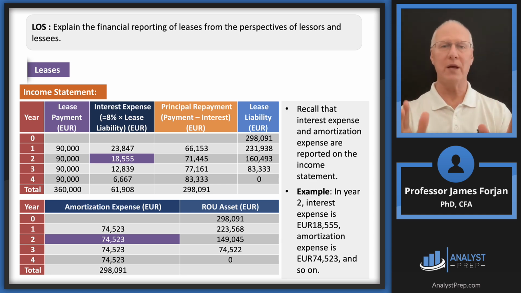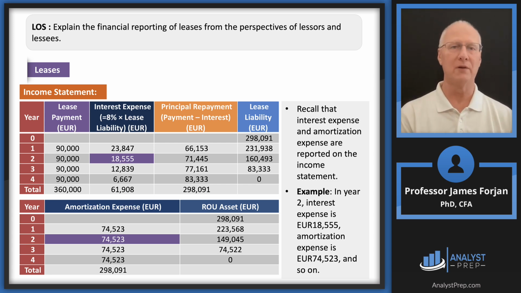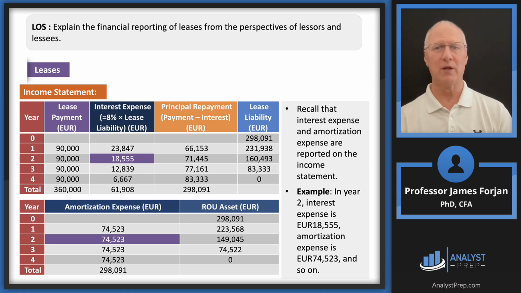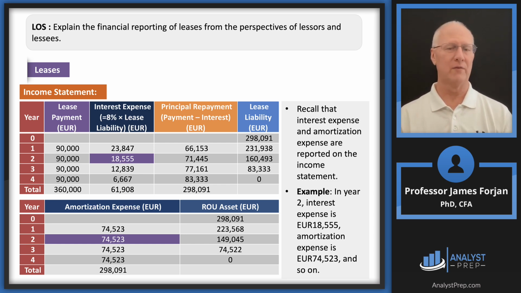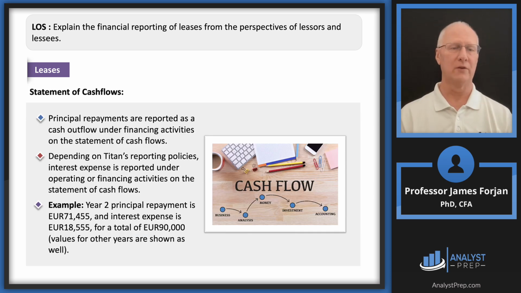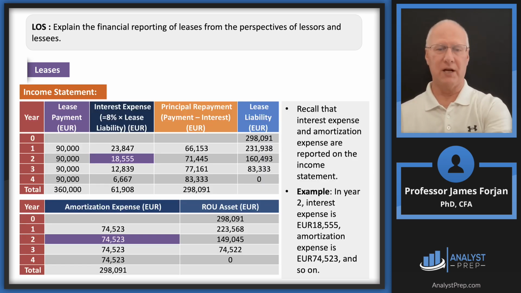So this table here goes back and addresses the question of what happens on the balance sheet, what happens on the income statement. And so look, what does the LOS say? Explain financial reporting of leases from the perspective. So this is a good table to be able to construct and to reconstruct for the exam. All right, so we did balance sheet and income statement here.